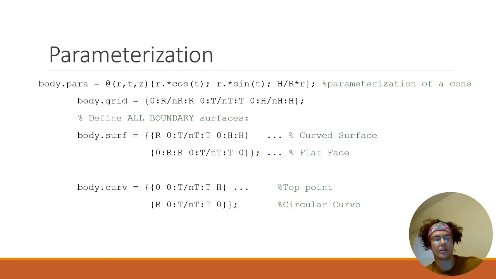So I began by parameterizing the body with variables r, theta, and z, where x1 is r times cosine theta, x2 is r times sine theta, and x3 is h over the radius times r. The reason why in our parameterization x3 is not just h, and instead it's h times r over big R, is that if we were to plot this as just h, it would be plotting as a cylinder. We wouldn't have any variation.